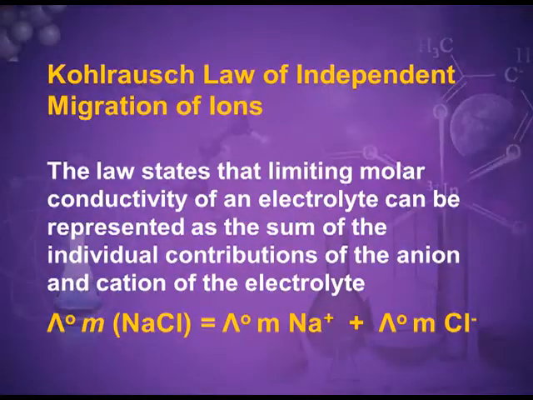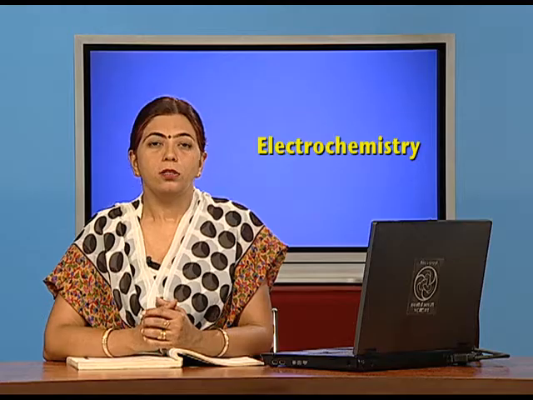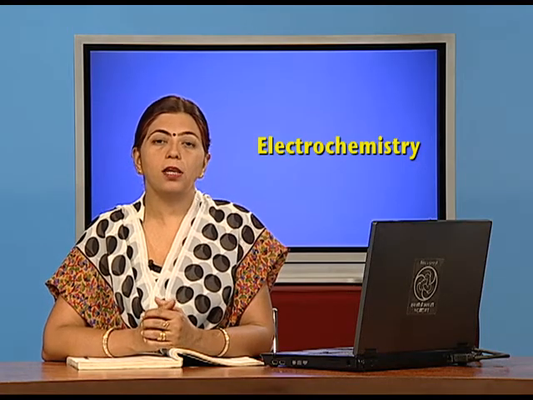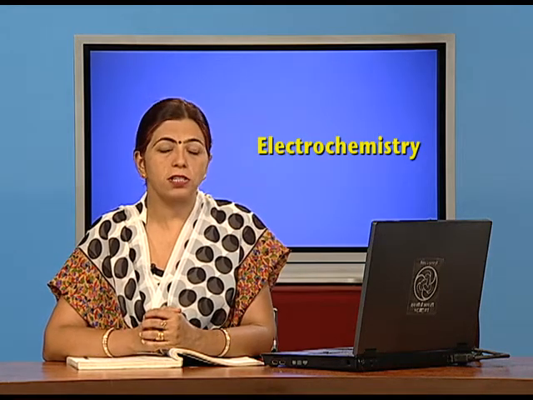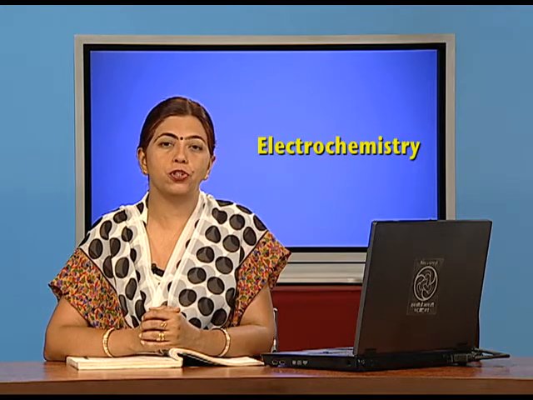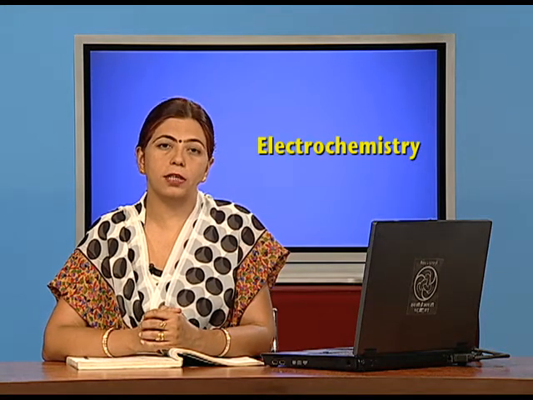Then what is the method by which we can find out the lambda m value for the weak electrolytes? That is Kohlrausch's law. Let me explain what is Kohlrausch's law: Kohlrausch's law of independent migration of ions. The scientist Kohlrausch observed that the ions have a definite and independent contribution towards molar conductance.